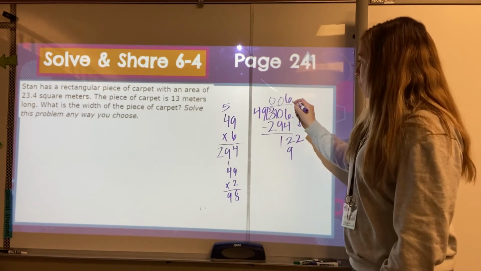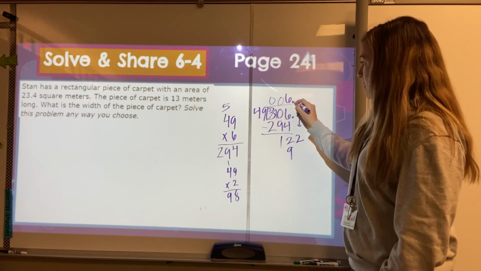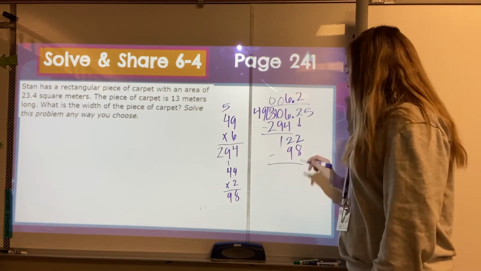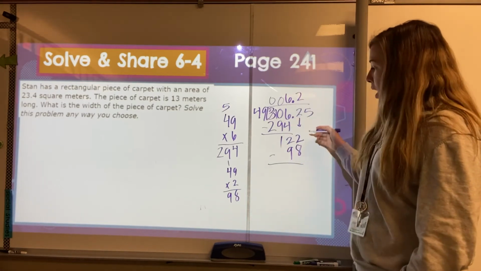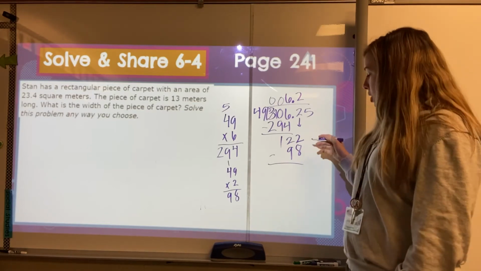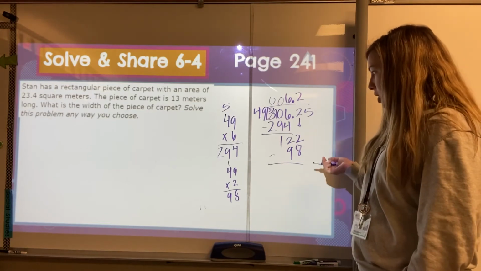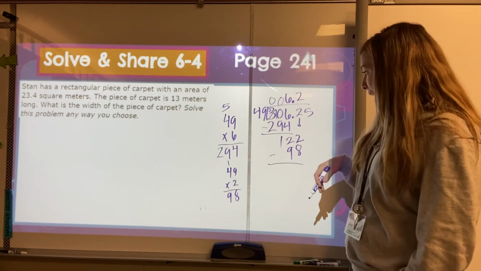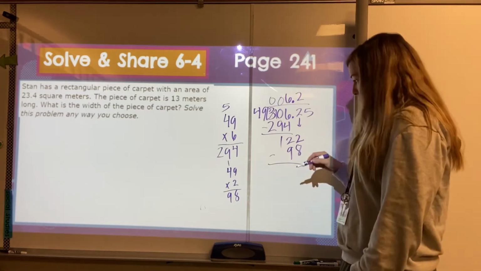So remember, oops, I forgot to transfer it. Remember, set it and forget it, put it up there. So it goes in 2 times, we get 98. Well, I know 122 take away 100 would be 22. So take away 2 less than that would be 20, but we can just work through it.